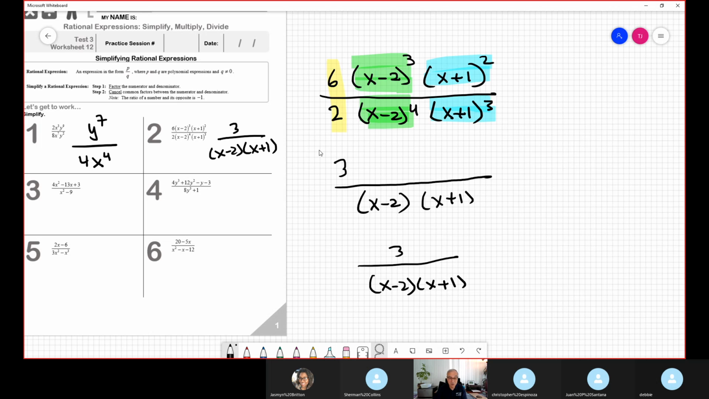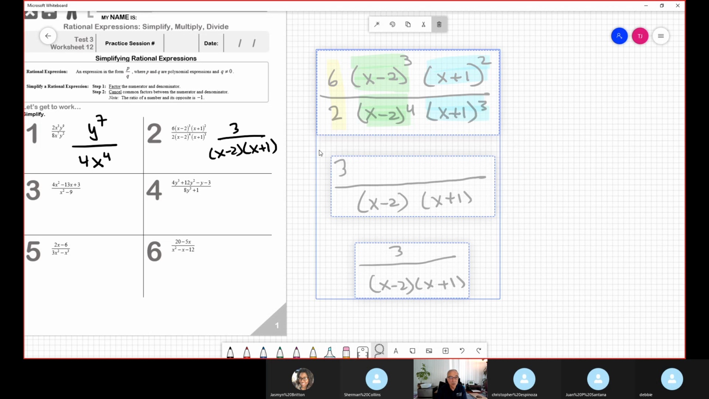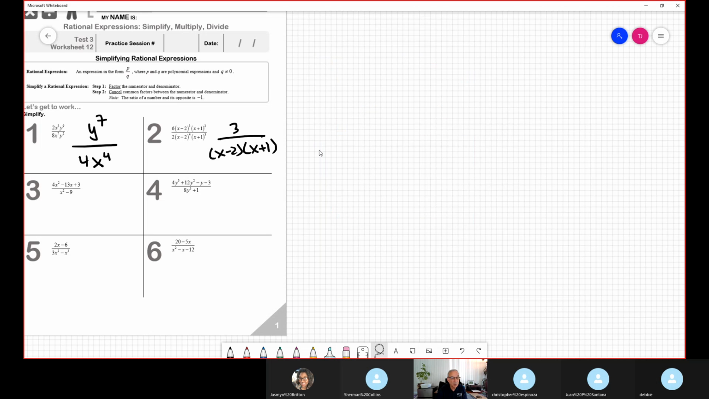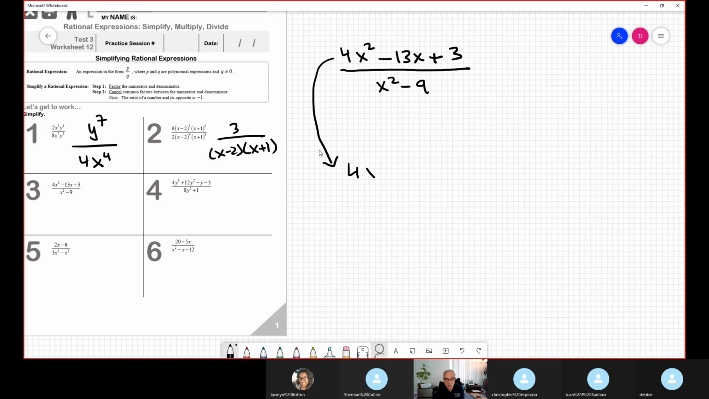Okay, that was easy because this example is already expressed in factored form. But now no. Now you express it, for example, number 3: 4x squared minus 13x plus 3 divided by x squared minus 9. Okay, in this case, you need factorization. You copy the trinomial in the top if you want to manipulate it separately.